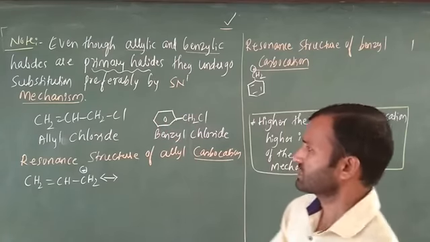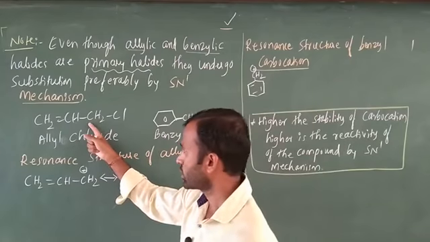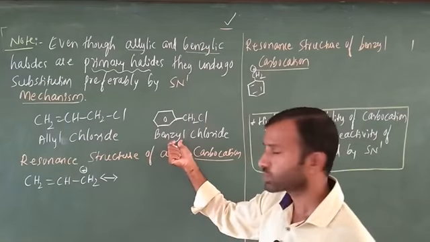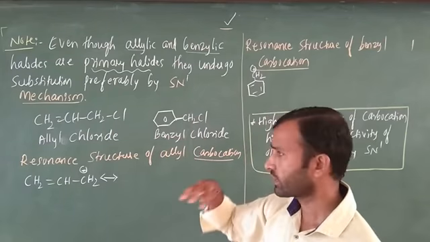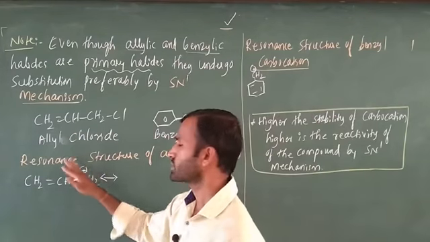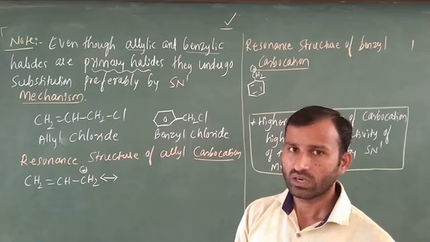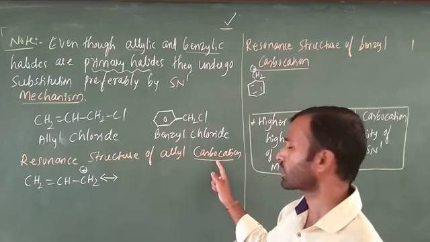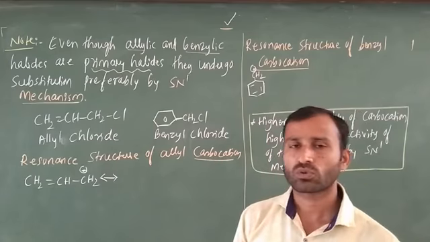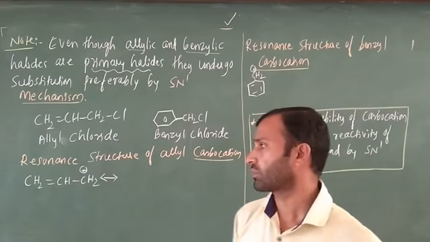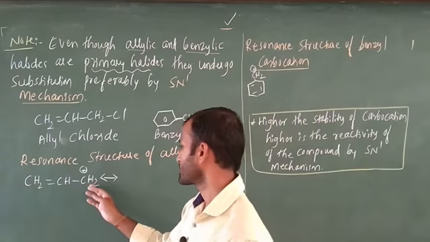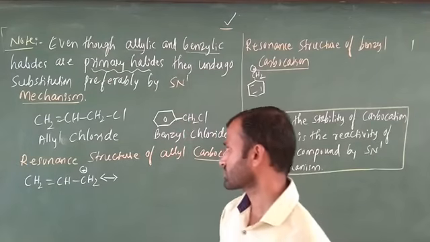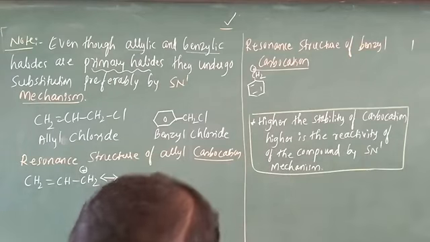Why can this undergo SN1, and why does this also undergo SN1? The most important point in this case is resonance. Resonance is the most important point. Consider the resonance structure of the allyl carbocation, or you can write allylic carbocation. CH2=CH, next CH2 with a plus charge. That is the most important thing, bear in mind.